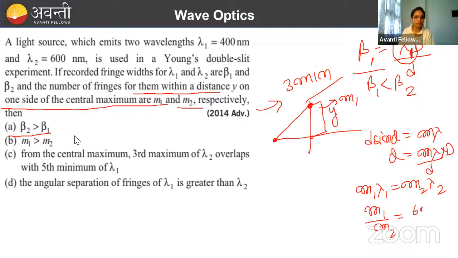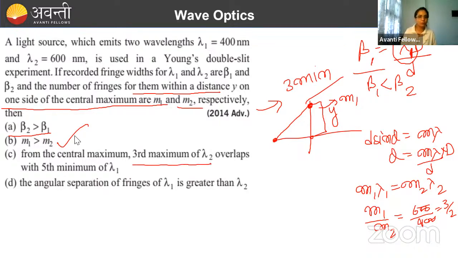That is how much? 600 by 400. So that is something like 3 by 2. So definitely m1 is greater than m2. So the second statement is also true. Done.